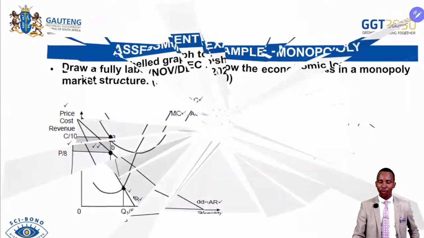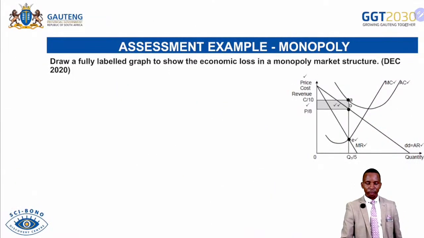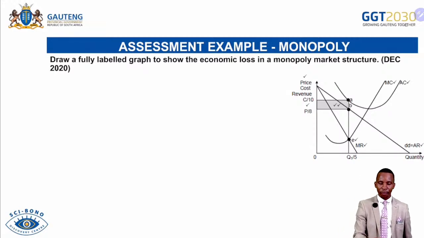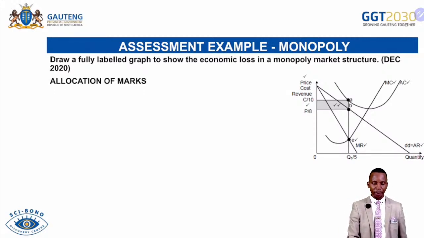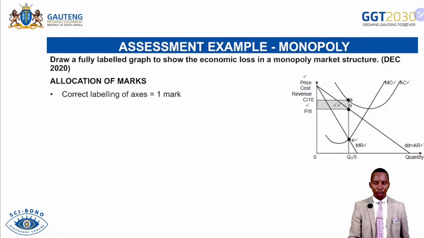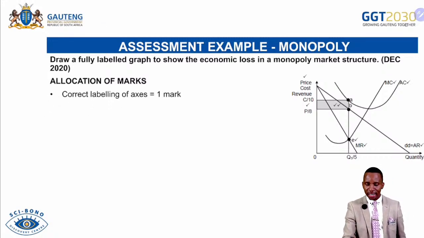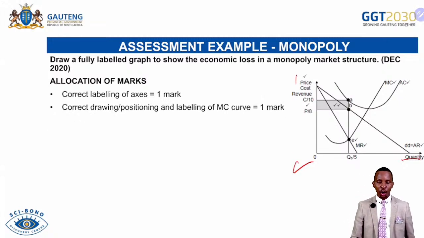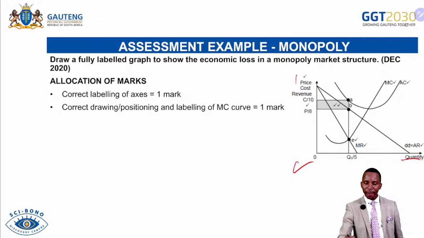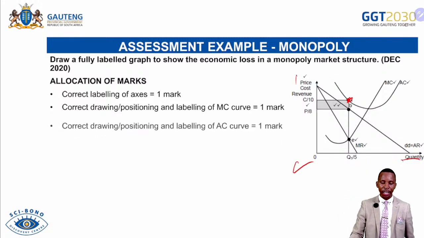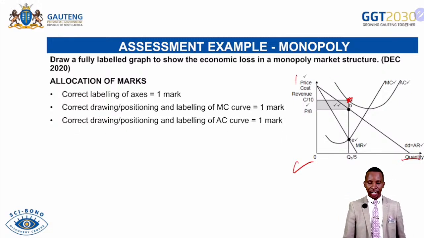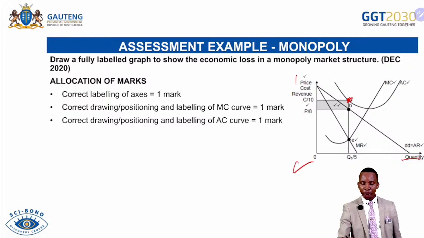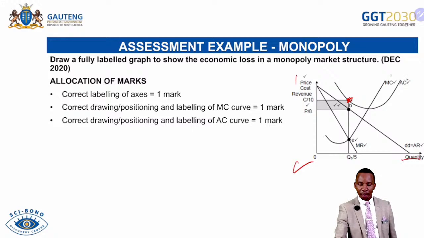And then let's see how marks were allocated. Okay, again, we have: draw the full level graph to show economic loss. So let's see the explanation. The mark allocation goes as follows: correct axes, quantity and price, is one mark for both if you label your axis. Correct drawing and positioning of the AC is one mark. If AC turns in the right position, it gives you a mark, but if it turns in the wrong position, there is no mark for that. Positioning of AC is one mark, and MC is one mark.